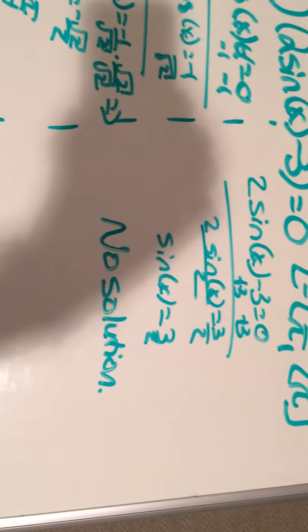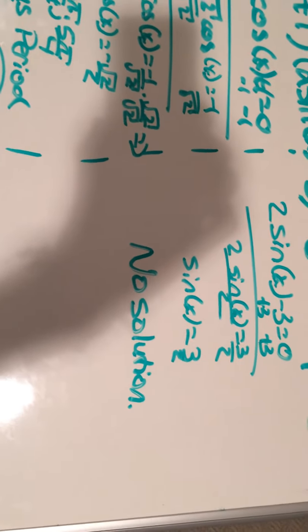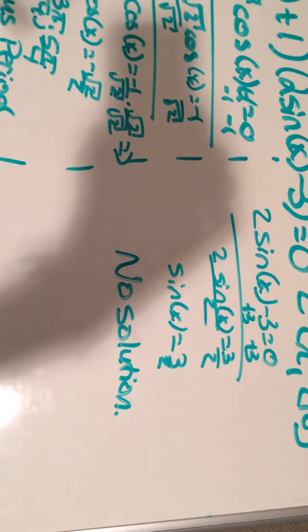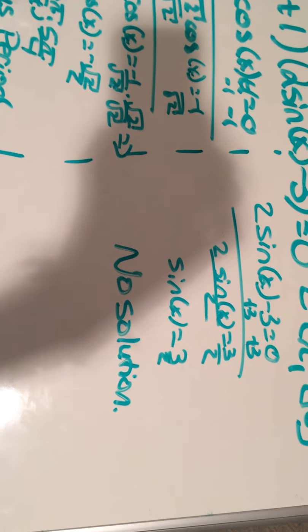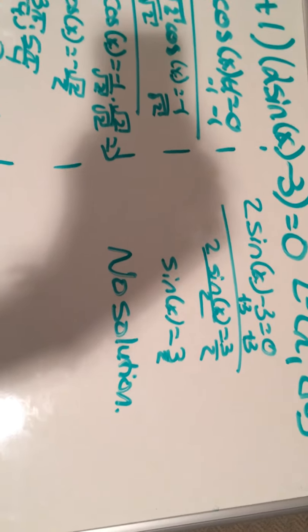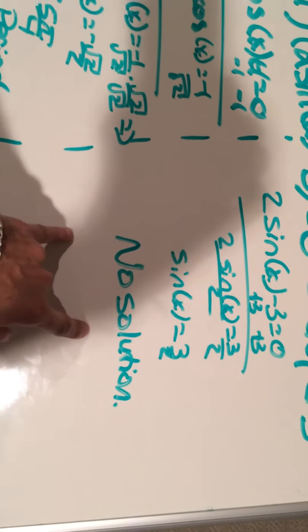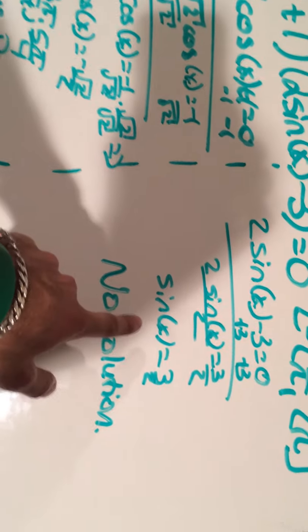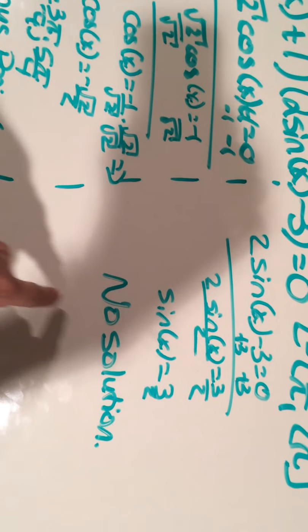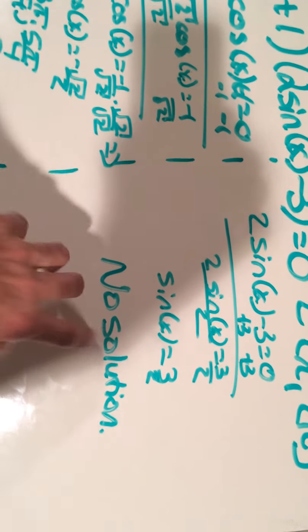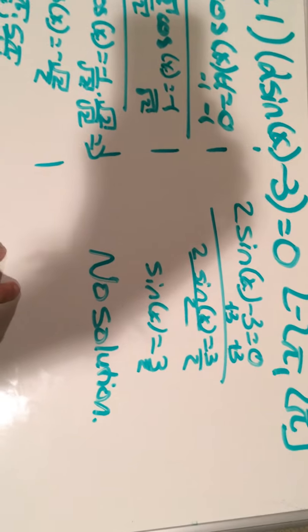3 over 2 is bigger than 1. In fact, it's 1.5. We know the highest value for sine is 1. 1.5 is bigger than 1. Therefore, there's no possible solution to this piece. Sine will never be 1.5. In other words, sine will never be 3 over 2. Therefore, this piece has no solution.